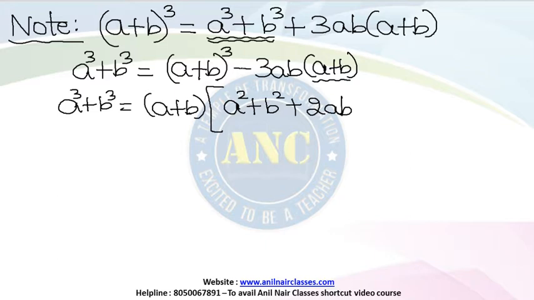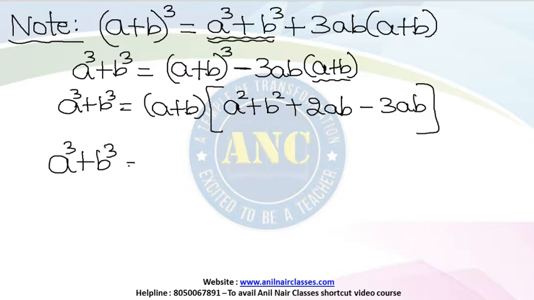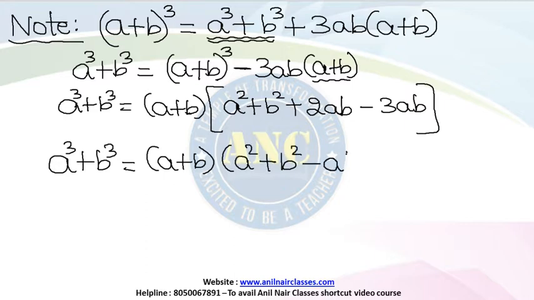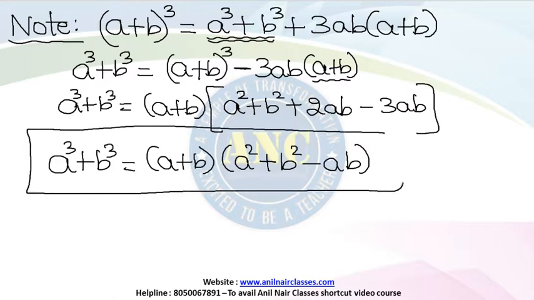Now, in this, the next term a plus b is taken out already. Remaining is minus 3ab, right? Minus 3ab. So, finally, can I say that a cube plus b cube is nothing but a plus b into a square plus b square minus ab. I hope the idea is very clear. A cube plus b cube is a plus b into a square plus b square minus ab, right?